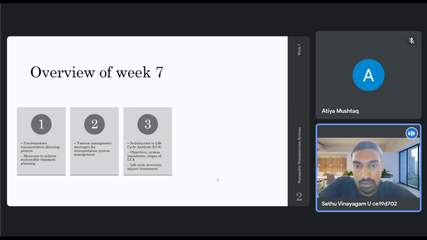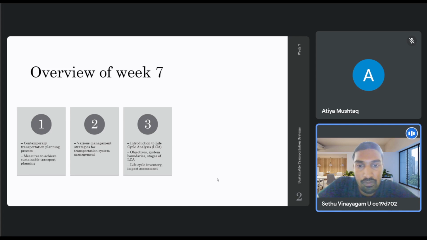And in the third lecture, we moved on to the concept of life cycle analysis, or LCA. Here we try to quantify the impact on the environment of a product, a service, or a process throughout its life cycle. What are the different objectives of life cycle analysis? There are 3 to 4 objectives that were discussed. And what is the concept of system boundary?